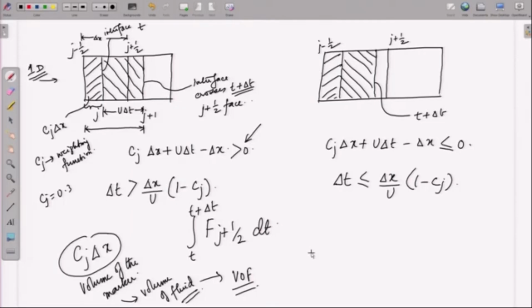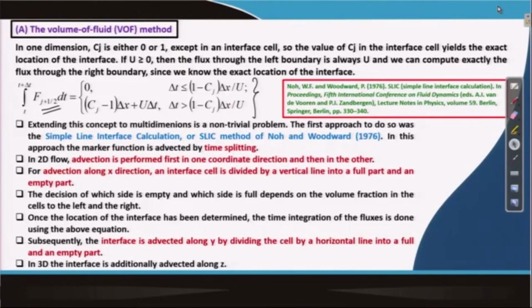Now, this is somewhat easily done in one dimensional sense. It gets more complicated when you do it in a 2 dimensional or 3 dimensional sense. When the interface remains as a straight line, like we discussed a few minutes back, then the method that you have essentially is called the simple line interface calculation, or in brief SLIC.